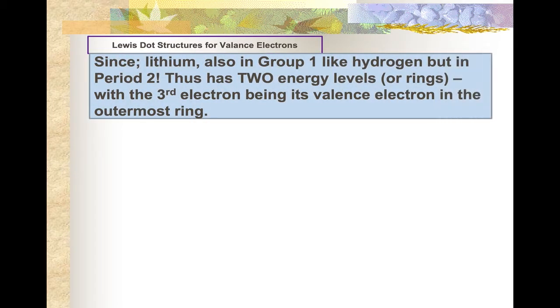Let's go to lithium. It's also in group 1, the first column, below hydrogen, but it's in the second period, so it has 2 rings. The third electron, remember the first ring can only take 2, and it's got 3, so I have to do something with that third electron. It's going to go in its outermost ring.